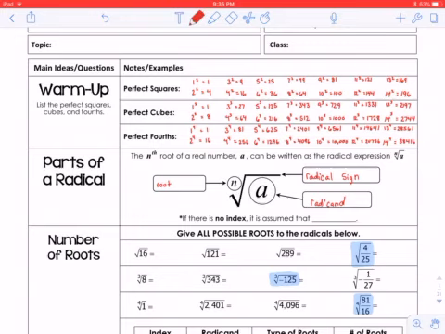We have 2 weeks of working on this unit on radicals, and then we do have our exams. So we do need to get some work done before Christmas break.